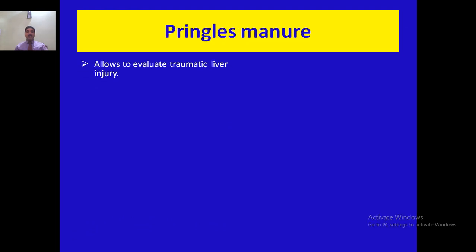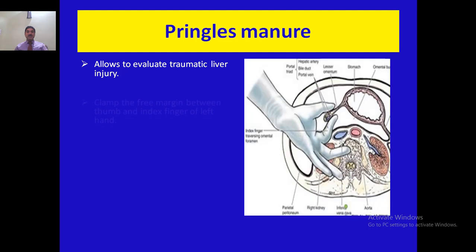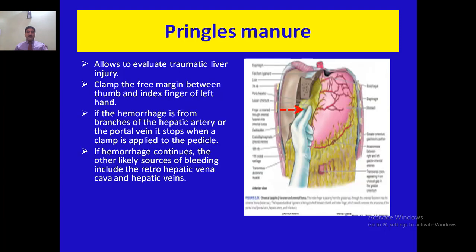Pringle's maneuver allows evaluation of traumatic liver injury. Clamp the free margin between the thumb and index finger of the left hand. If the hemorrhage is from branches of the hepatic artery or the portal vein, it stops when a clamp is applied to the pedicle. If hemorrhage continues, the other likely sources of bleeding include the retrohepatic vena cava and hepatic veins.